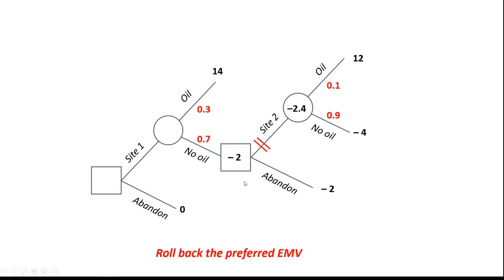Now to calculate the expected monetary value of this particular node, that would simply be 14 million, which is the profit, times the probability of that happening, plus a loss of 2 million times the probability of that happening. So that's 14 times 0.3 plus -2 times 0.7, which is 2.8 million. What this signifies is that if the company drills on test site 1, they're expected to make a profit of 2.8 million, whereas if they abandon, they make nothing.